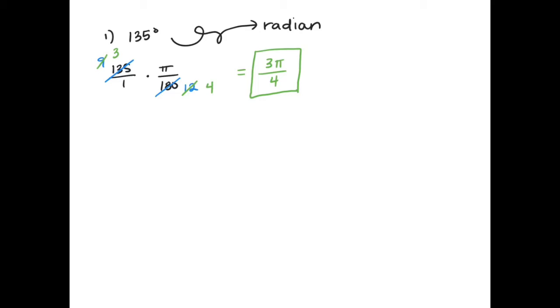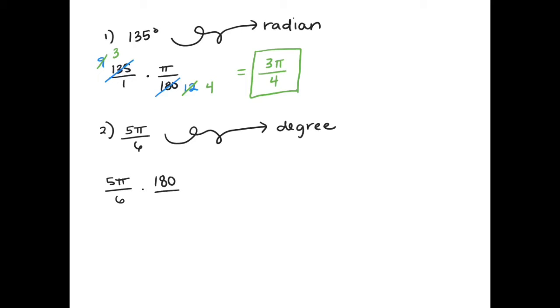Okay. Next up, I'm actually going to make you go backwards. This time I'm going to give you a radian. Our radian is 5 pi over 6, and I want you to make that into a degree. When we take the 5 pi over 6 and make a degree, we're going to reciprocate that pi over 180 fraction and make it 180 over pi.